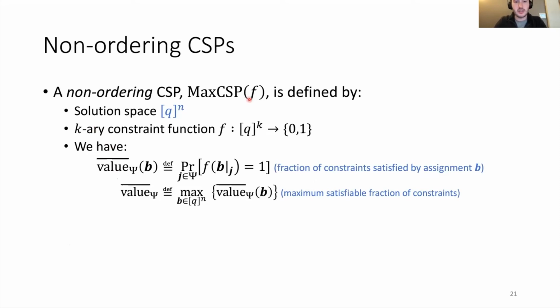In these problems, they're specified by a constraint function f, and the solution space is assigning every variable of the n variables a value in a finite alphabet of size q. The constraint function f will look at the different assignments of k variables, each assigned from this alphabet of size q, and say whether that's a valid assignment or not. We can again define the value of an assignment b, and then the value of an instance psi as the maximum over all possible assignments b. Notationally, we put an overline over the values of a non-ordering CSP instance, just to make it clear that it's a non-ordering CSP and not an ordering CSP.